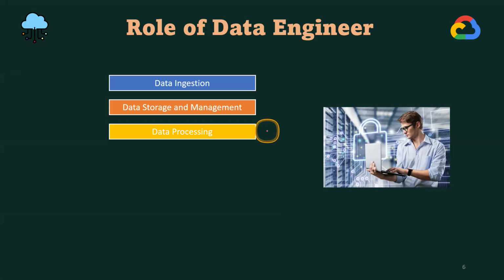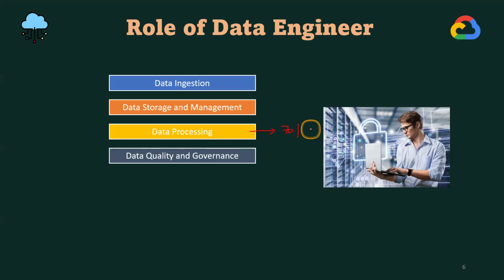Data processing is also very much important, everyone. Most of your time is spent on this one only, guys. Data processing pipelines, nothing but data pipelines, we call them. I would say 70% of your time you are going to spend here only. And the next one is data quality and governance.